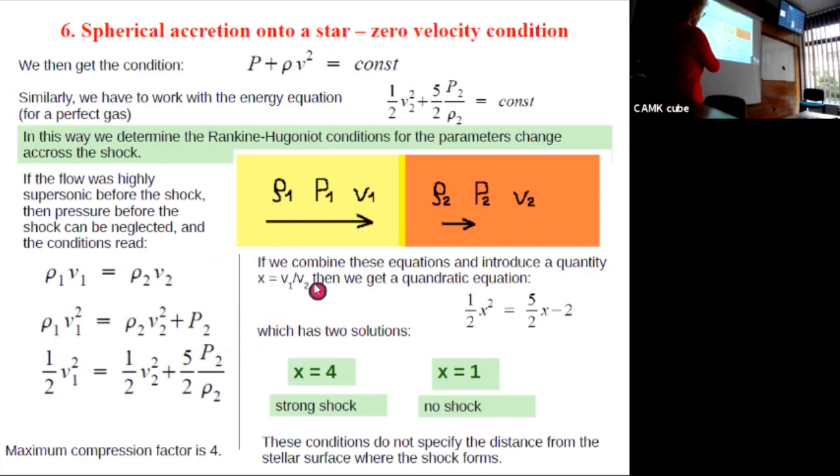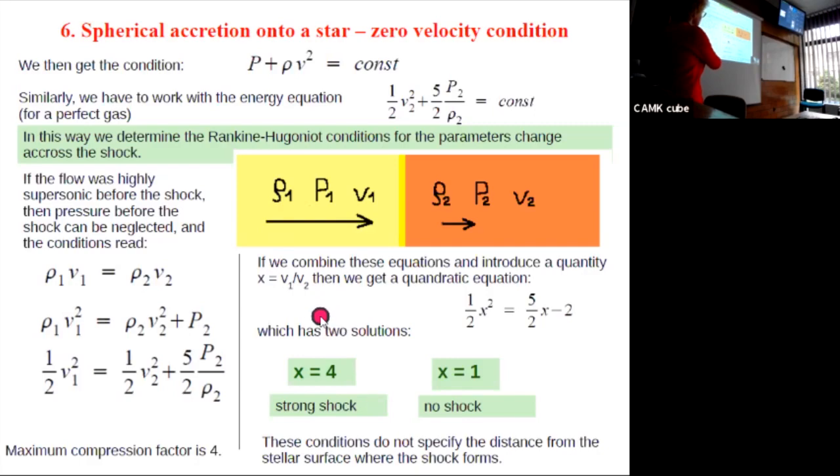But if you introduce the ratio of the velocities V1 to V2, then you finally arrive at an equation like this, which has two solutions. One, x equal 1, is not very interesting because nothing happened, right? There is no shock. The medium is continuous. On the other hand, the other solution gives you x equal 4.